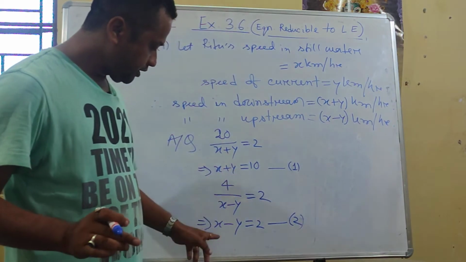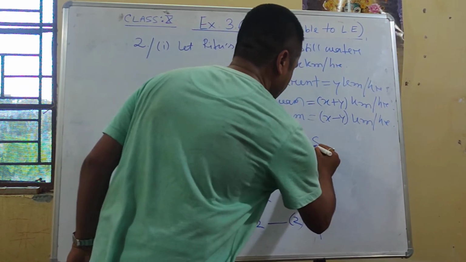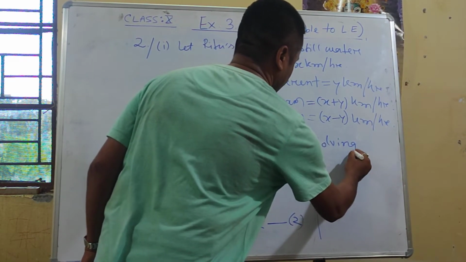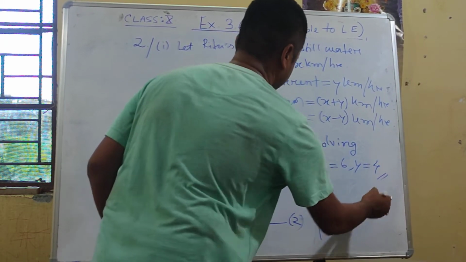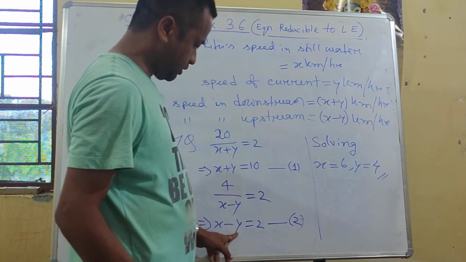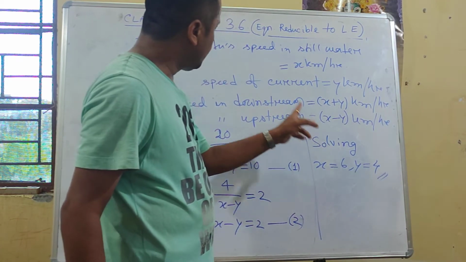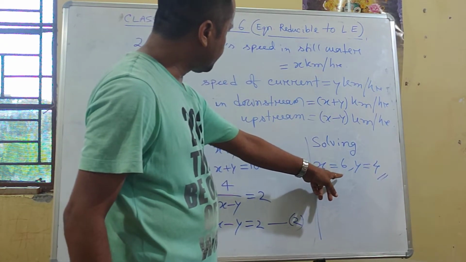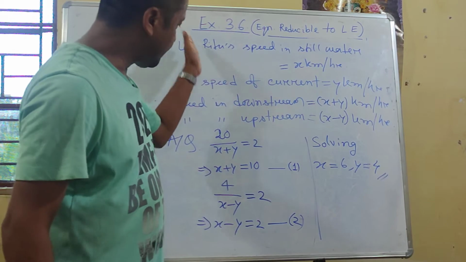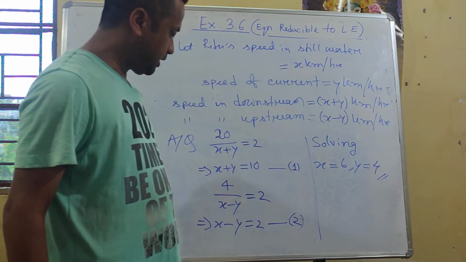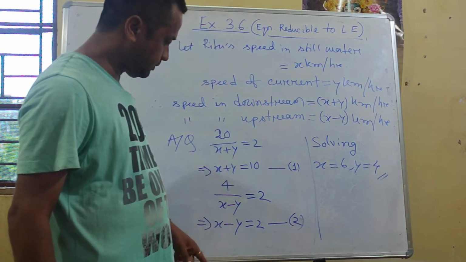So these are simple linear equations, a pair of two linear equations in two variables. If you solve this, x is equal to 6 and y is equal to 4. You will get like this: 6 plus 4 is 10, 6 minus 4 is equal to 2. So the speed in still water will be 6 km per hour, and speed of current will be 4 km per hour. So like this we can solve these equations by any method, but we have to form these two equations first. These are important.